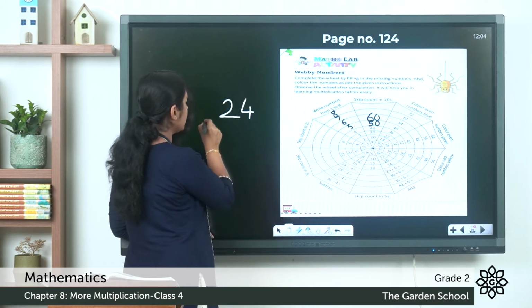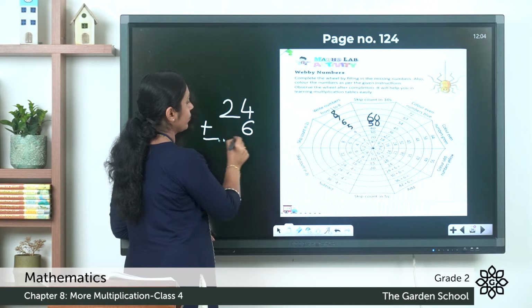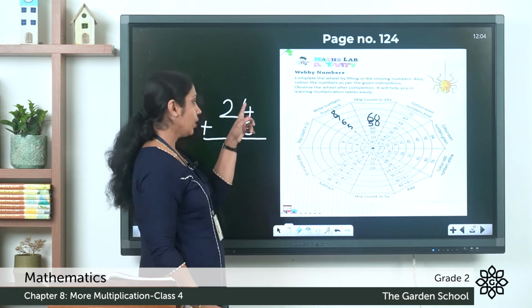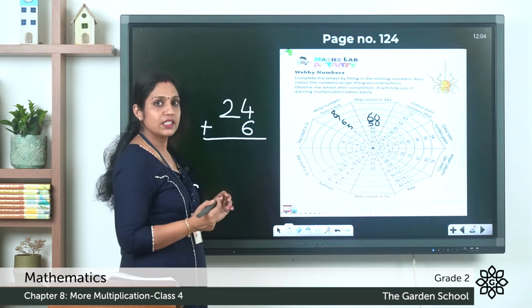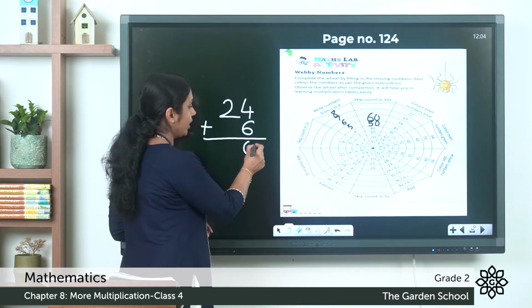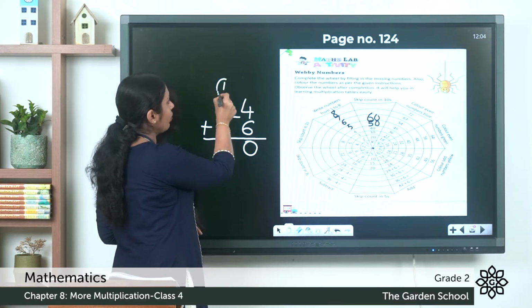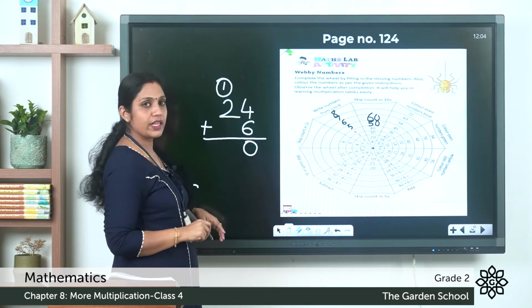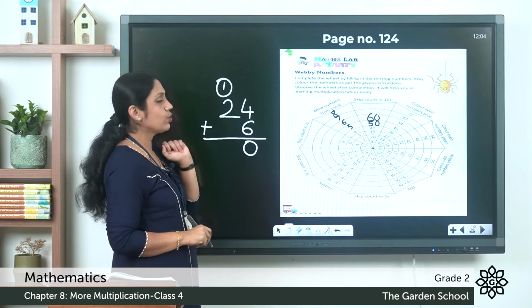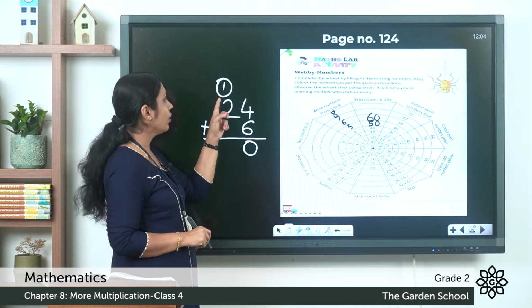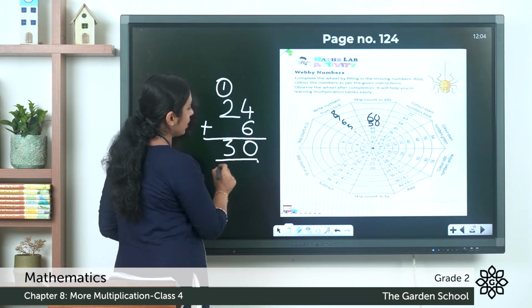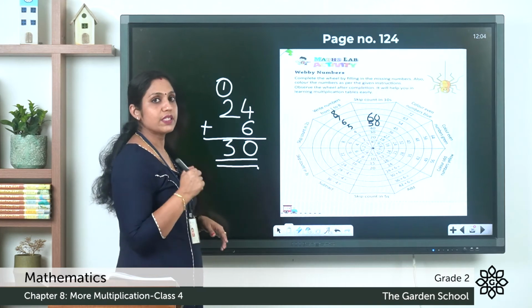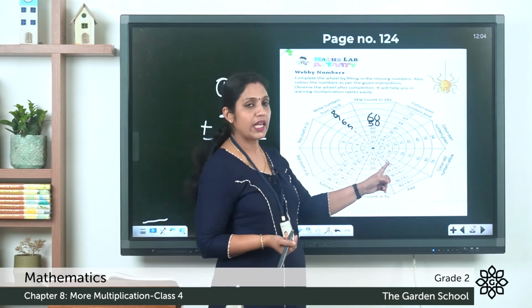24 plus 6. So first you have to start from the ones place. So 4 plus 6 is 10. Write 0 here in the ones place. 1 will carry over to the tens place. Next we have 1 and 2 here in the tens place. So we'll add 1 plus 2 is 3. So it is 30. Likewise, you can do the sums in your notebook and write down the answer here.